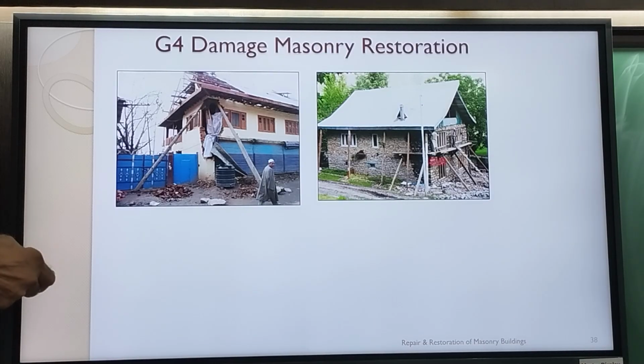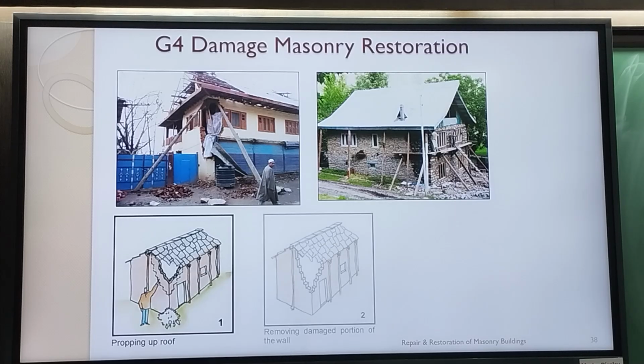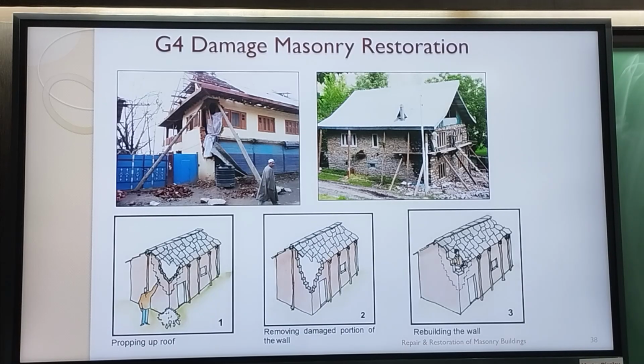So this particular wall was badly damaged. See, he has removed this wall in a step-like manner and put it back. So it was really amazing. Essentially, as you see in the sequence here, you have the damage, so you prop up the roof properly, and then you remove a portion of this wall in a step-like manner, so that you start building back the wall, and then you finish rebuilding it, and then put back the roof.